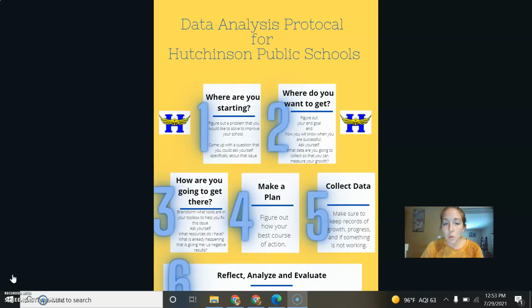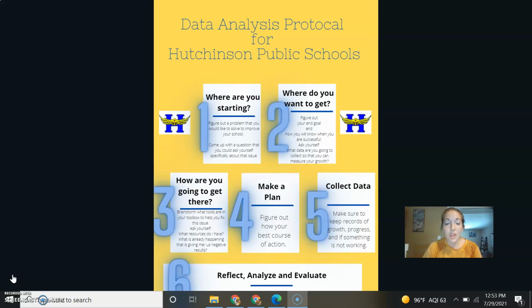Starting out with step number 1, basically, where are you starting? So what is the issue? What is the problem that you've come up with? Step 2, where do you want to go? If you are going to be successful and really improve in this area, what does that look like at the end?